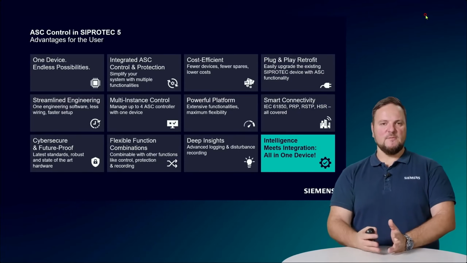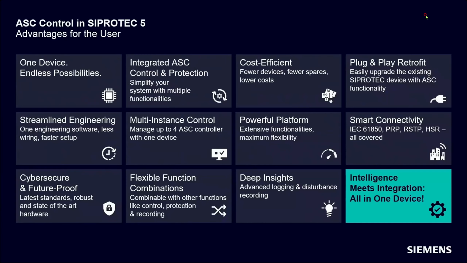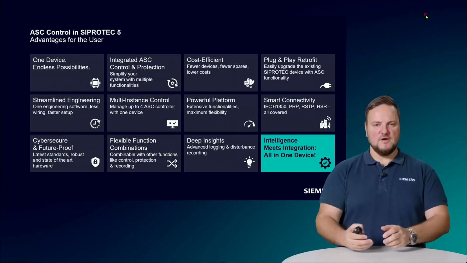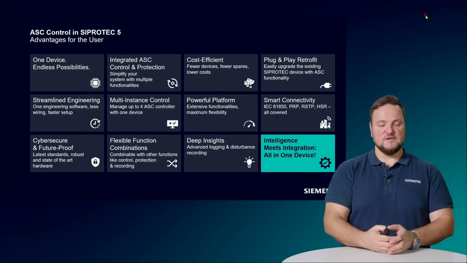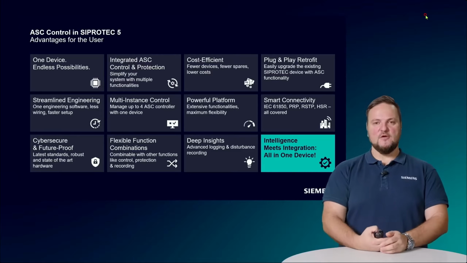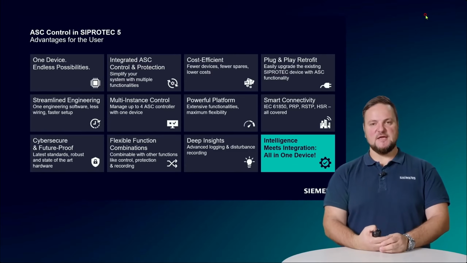So when we talk about the advantages, and Thomas was also giving some hints about the advantages of our integrated arc suppression coil control, I think one advantage for the user is that you have one device and not multiple devices anymore. So that means you can put everything into one device. It is easy to use, it is easy to parameterize, and it is a cost-efficient solution, especially in terms of commissioning and engineering.